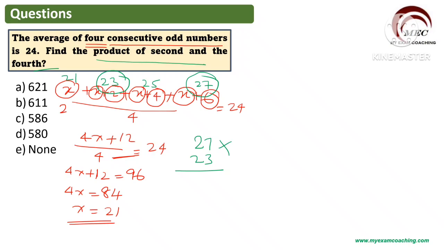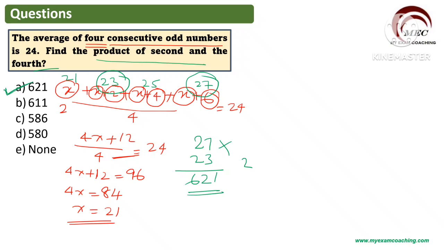Product means multiplication. 3 sevens are 21, balance 2. 2 threes are 6. 2 fours are 14. 6 plus 14, 20 plus 2, 22. Again balance 2. 2 twos are 4 plus 2, 6. 621. So 621 is the correct answer.